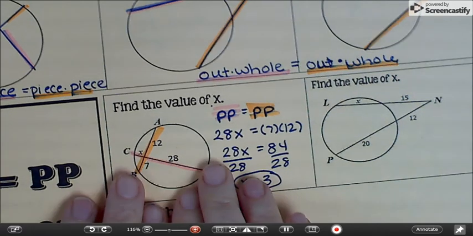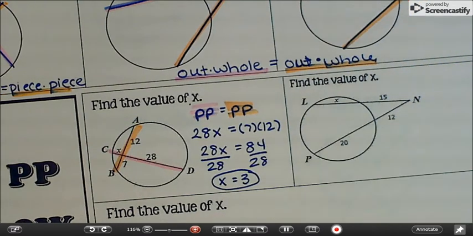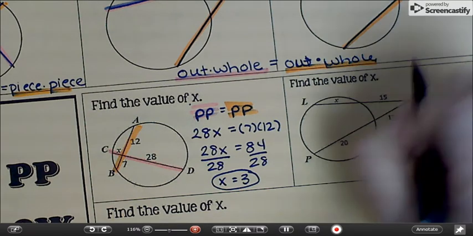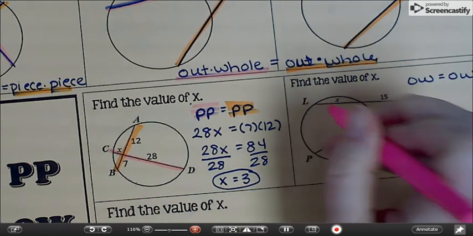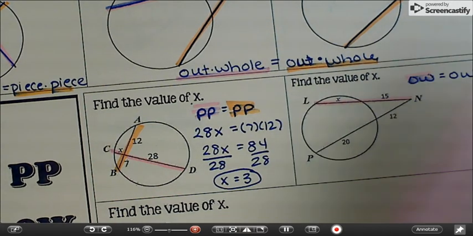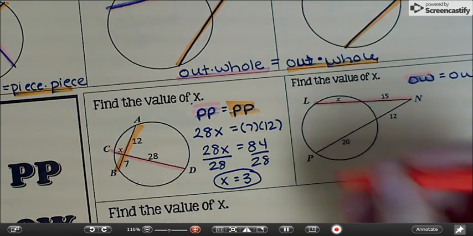All right, so this is inside. This is an example of outside. Since it's outside, we're going to do ow equals ow. Outside times whole of one equals outside times whole of the other.